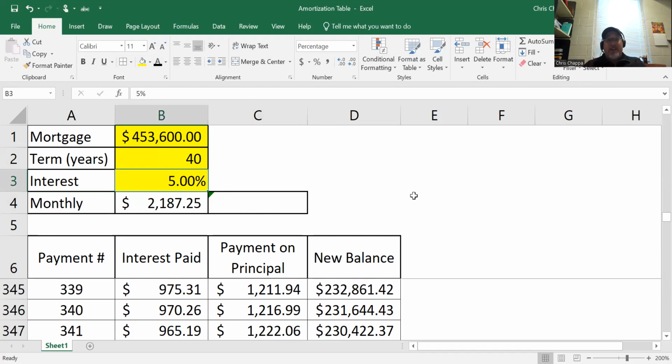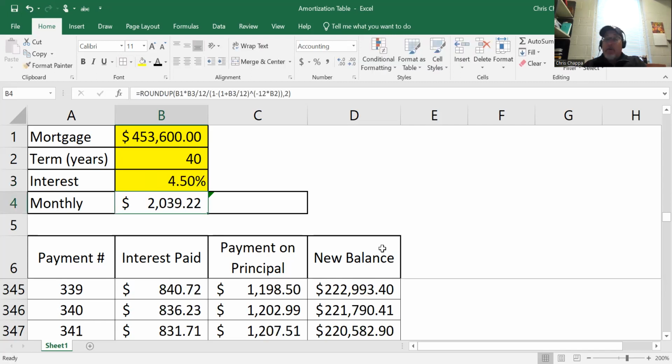And what if instead of a 5% interest rate, you could find a 4.75% interest rate? Watch the monthly payment. You watching it? It drops some, not a whole lot. But what if you could find, let's take it back to 5%, what if you could find 4.5% interest? Okay, better.